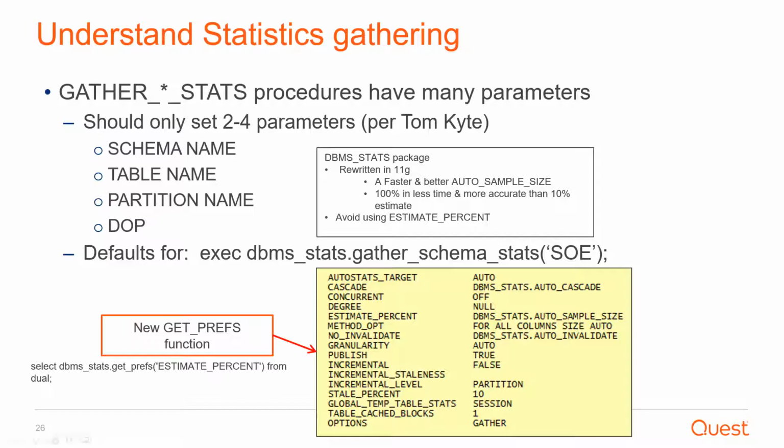If you want to see the defaults, you can use the new get prefs function, and I'll show an example of how to do that down here. You can see that I've got auto sample turned on here, and not using any type of estimate percent.